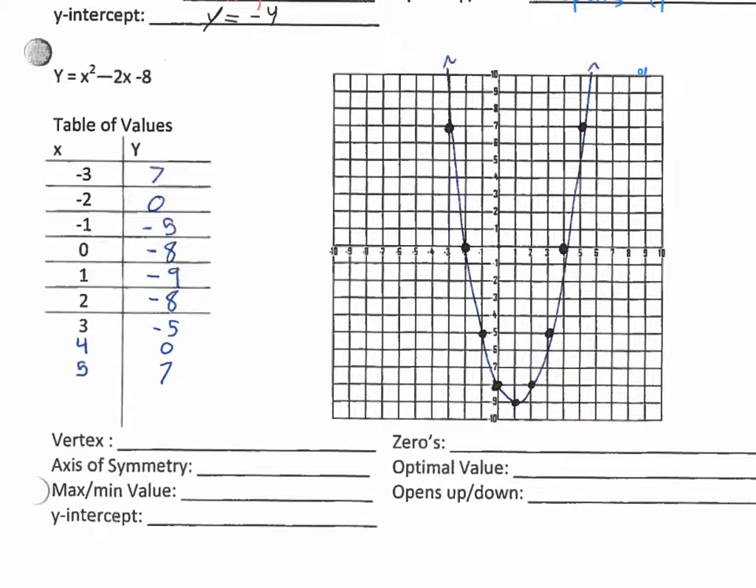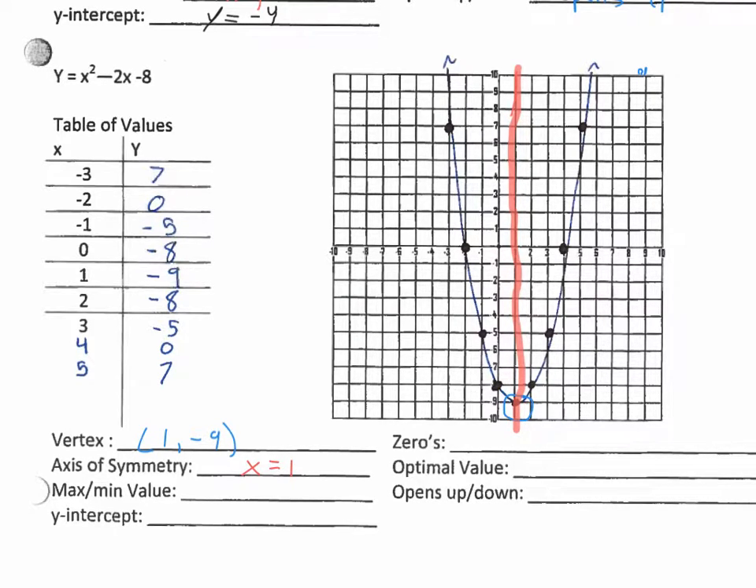So first thing, looking for our vertex. Here it is, right here. Going up, we see x equals 1, y equals negative 9. So our vertex is (1, -9). The axis of symmetry is what is dividing our parabola in half, and it passes through our vertex right here. So our axis of symmetry, the x value of the vertex, is x equals 1.